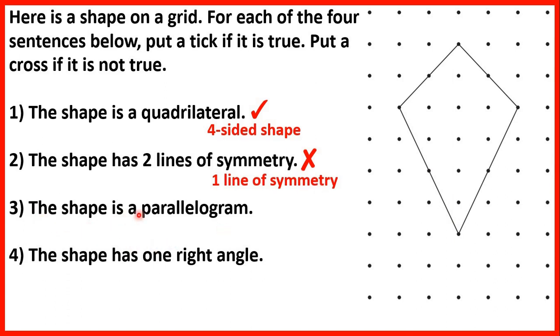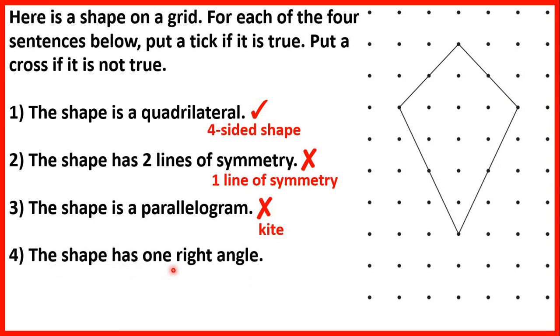Now the shape is a parallelogram. With a parallelogram, opposite sides will be parallel, and parallel lines are lines that would go on forever if we extended them without ever crossing. But none of the lines on this shape are parallel. If we were to extend this line here and this line here, they would eventually cross, and so would our other 2 lines. So this shape is not a parallelogram, it's a kite.